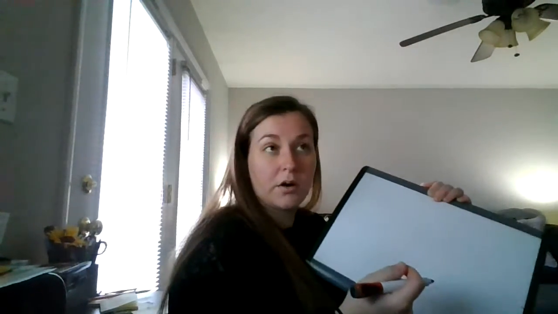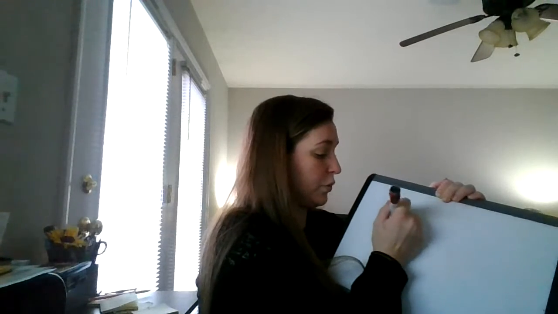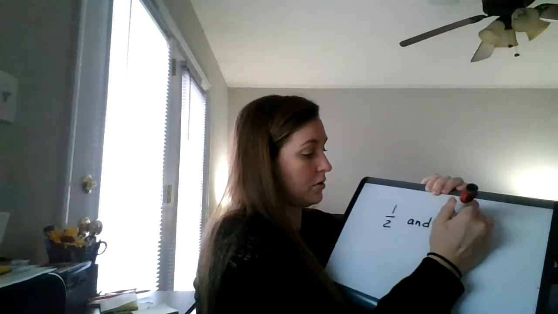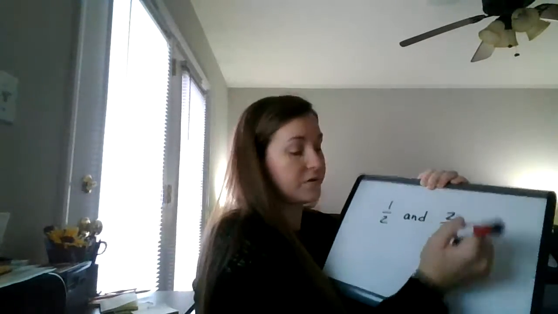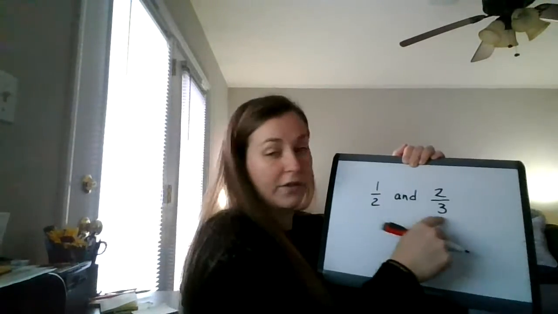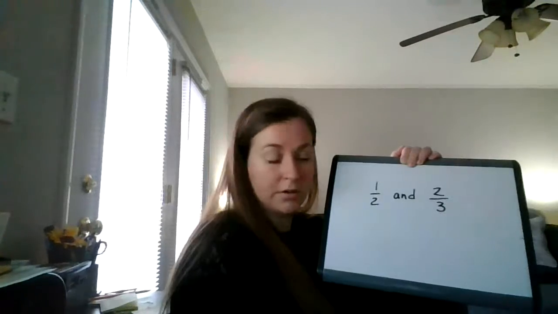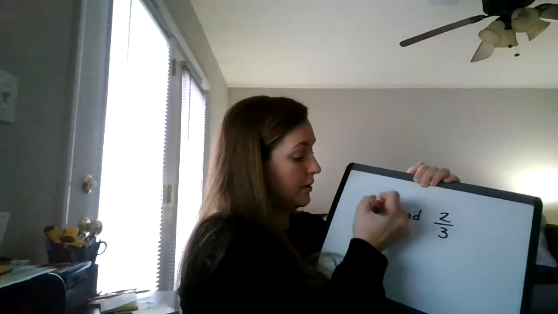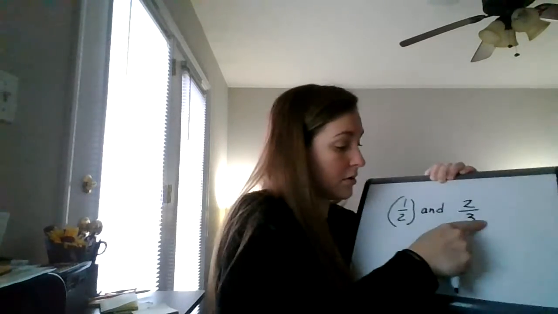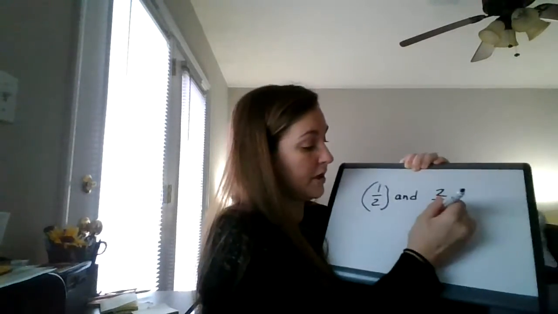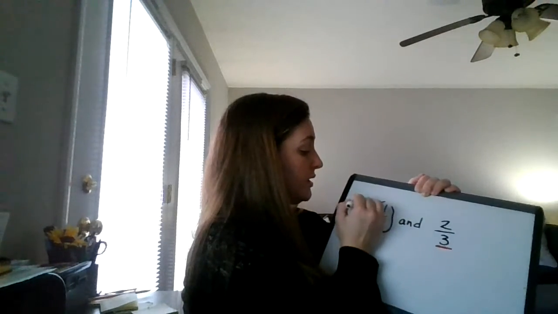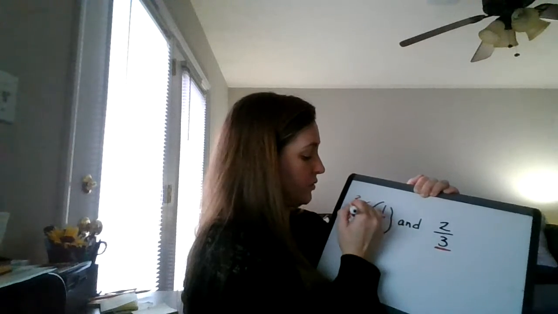Okay. All right, let's try another one. What if I had 1/2 and 2/3? I cannot add these together without finding a common denominator. So I'm going to take this fraction and multiply it by the denominator of the opposite fraction. So then that would mean 3 times 1, 3 times 2.